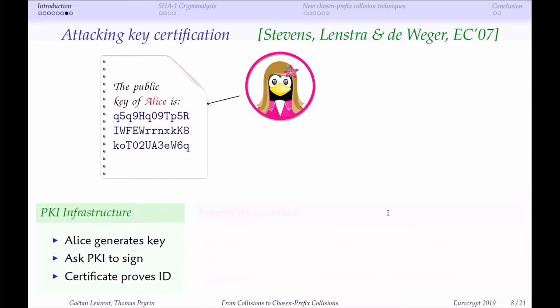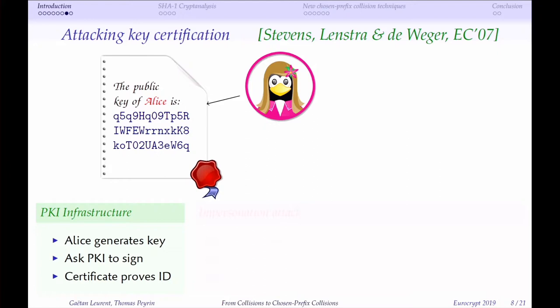So just to give you a simple example on a kind of PKI infrastructure. So what is a PKI? How do you certify a key? Well, the idea is quite simple. If Alice wants a certification on her key, she just generates a key. Then she makes a document like this: the public key of Alice is blah, blah. And she goes to the CA, and the CA is going to sign this document.